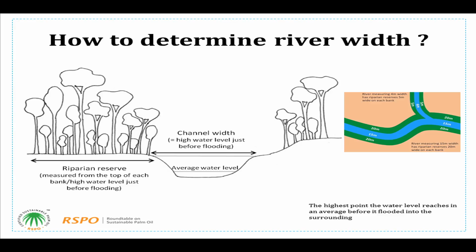You see, when you go to the field, rivers actually go up and down, right? And you will know which are the areas where the water actually reaches right before flooding, because you can see from the banks and from the vegetation that you have on the river banks.